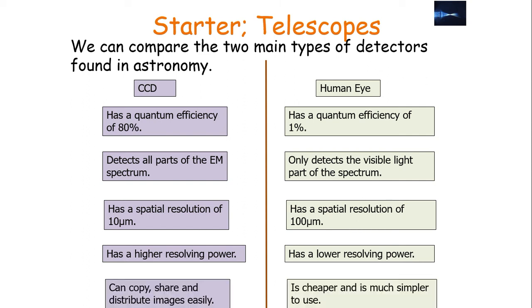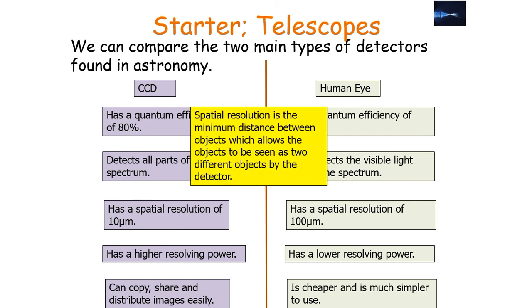Now, in addition, another advantage of a CCD is that you can copy, share and distribute images easily, especially in the more high-tech modern world now. So once a CCD registers an image, that can be sent via the internet to any other scientist around the world. Now, the human eye though is cheaper and much simpler to use than the CCD, because all you've got to do with the human eye is look through the telescope as opposed to setting up your CCD.